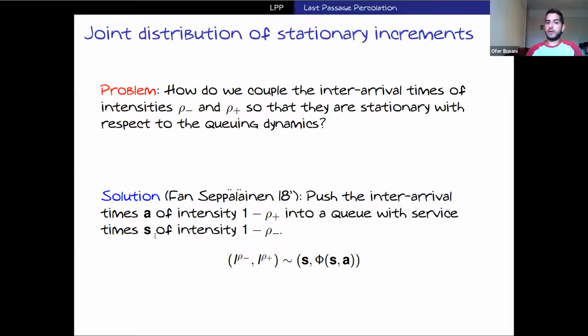You feed A and S to phi here. And by looking specifically into the formulation of the queuing mapping, you can see that the inter-departure times will dominate the service times. And what they showed in their paper is that this kind of coupling, if you push it through phi again, would be a fixed point for the mapping phi.